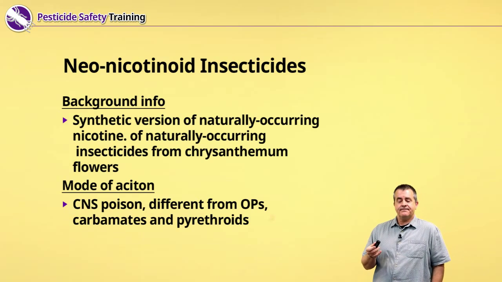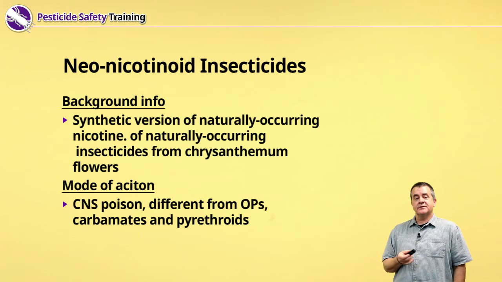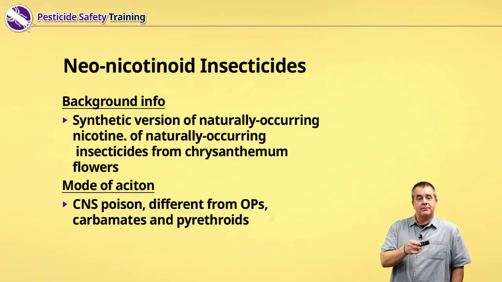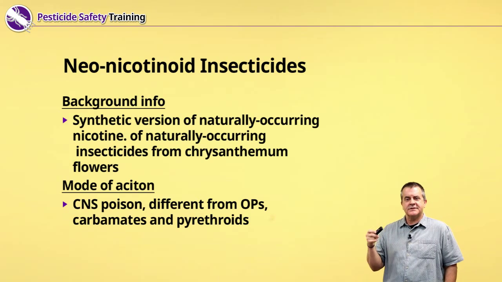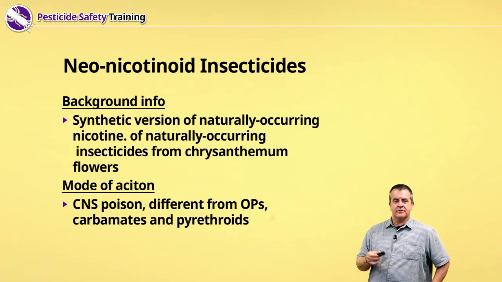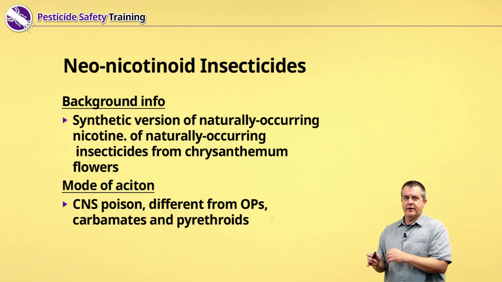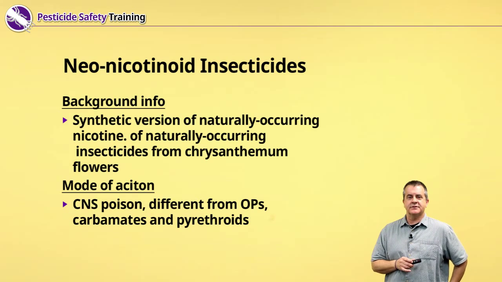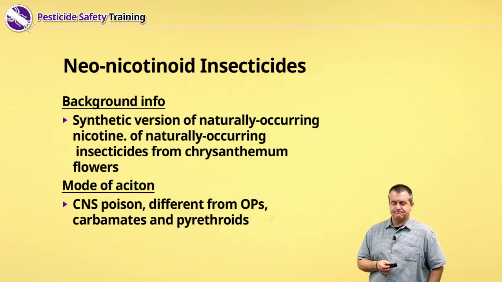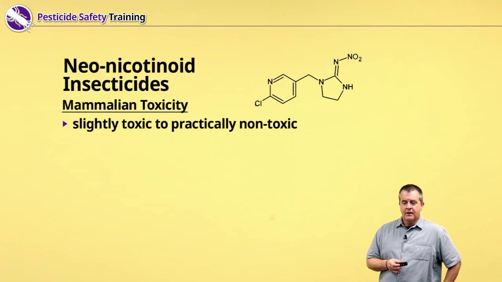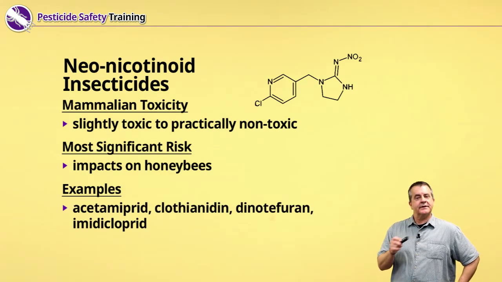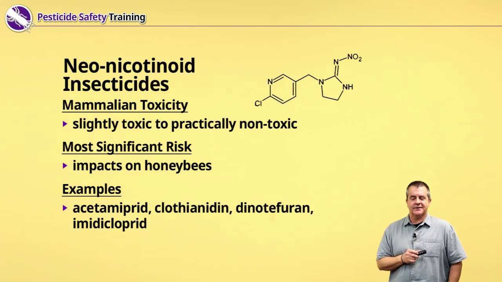So the mode of action, these are central nervous system poisons, just like the synthetic pyrethroids and the OPs and carbamates, but all three of them have slightly different modes of action. They all work on the central nervous system, but all slightly different from one another. So that would be important for resistance development prevention as well.